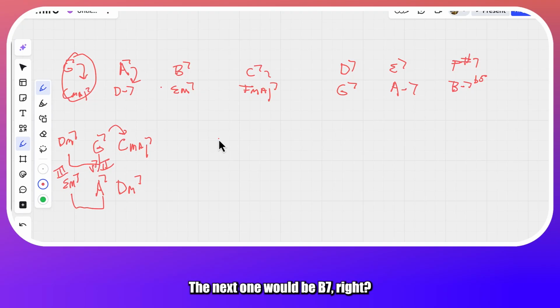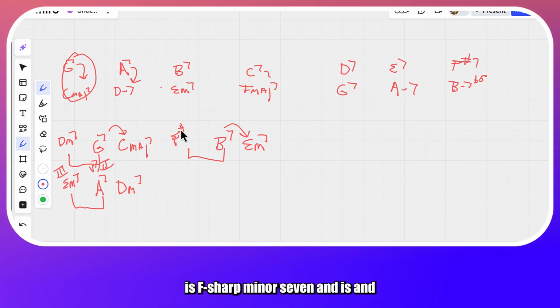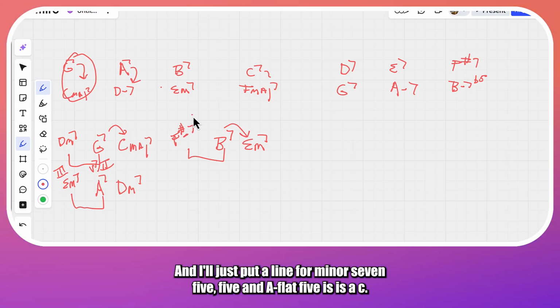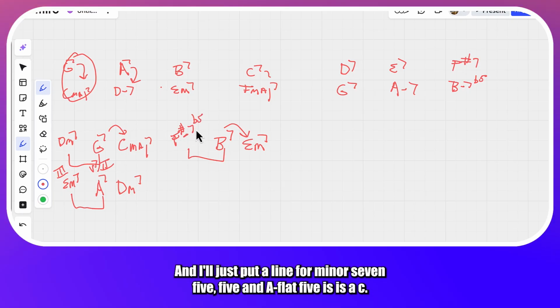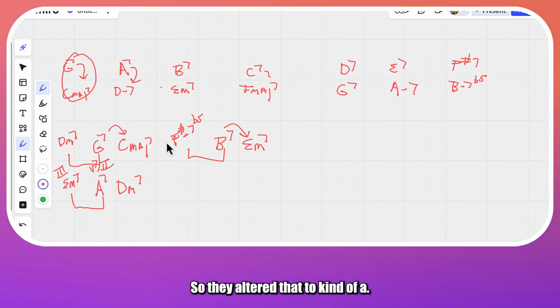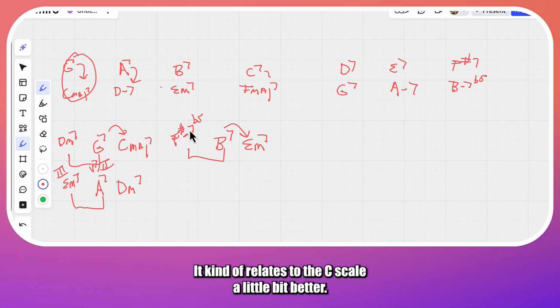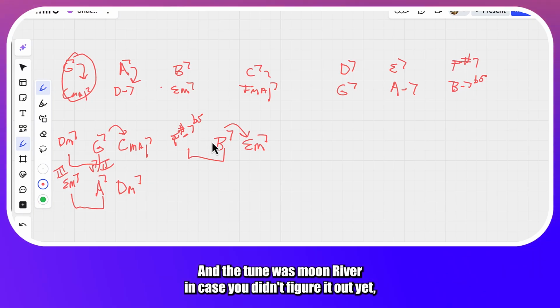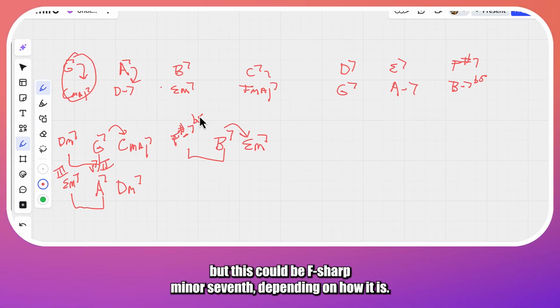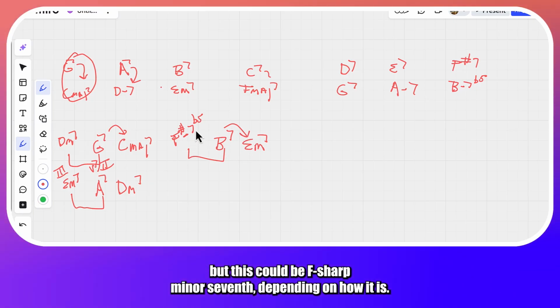The next one would be B7, right? And we'll just do 1 or 2. And that goes to E minor 7. So B7's related 2 is F sharp minor 7. And it's F sharp, and I'll just put a line for minor 7, flat 5. And that flat 5 is a C, so they altered that to kind of relate to the C scale a little bit better. And the tune was Moon River, in case you didn't figure it out yet. But this could be F sharp minor 7th, depending on how it is.